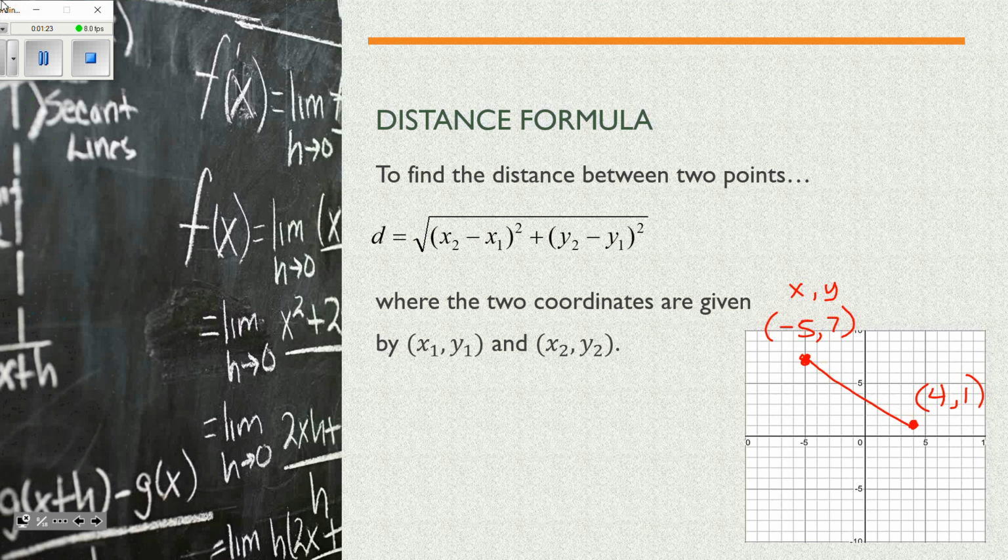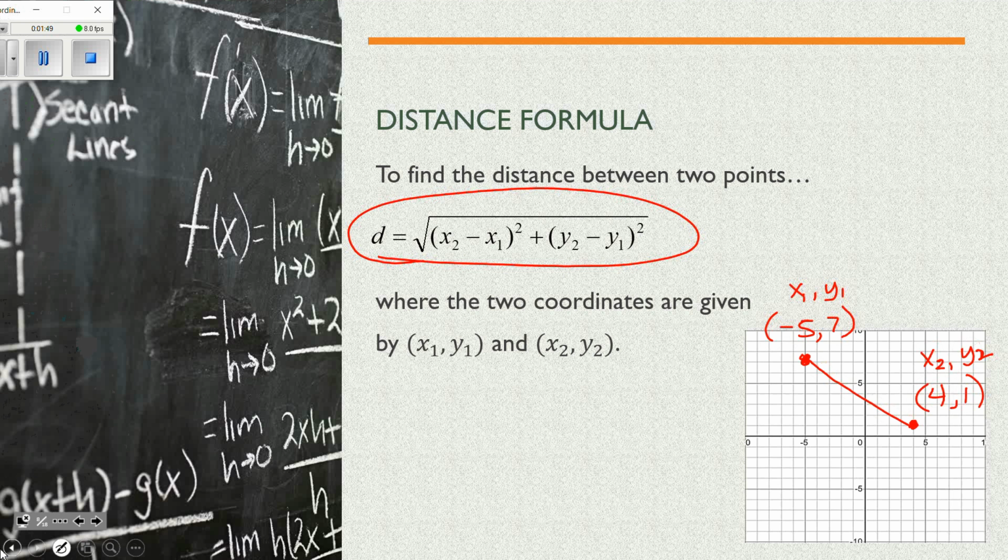And we'll call one of these points point 1. So therefore, x1 is -5, y1 is 7. And we'll call the other point point 2. So x2 is 4 and y2 is 1. And then we're going to use those, x1, y1, x2, y2 to plug into the distance formula, which is right here.